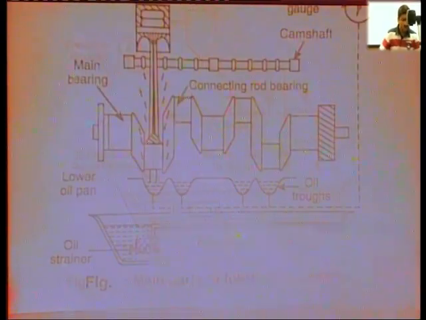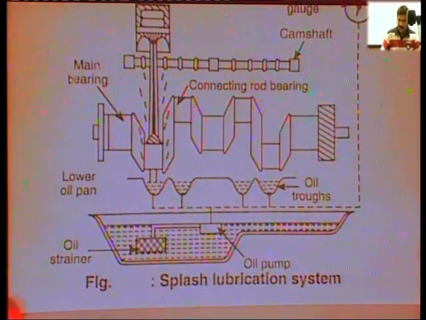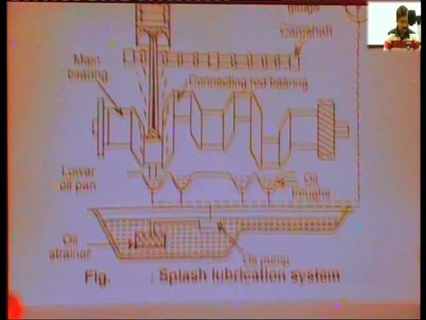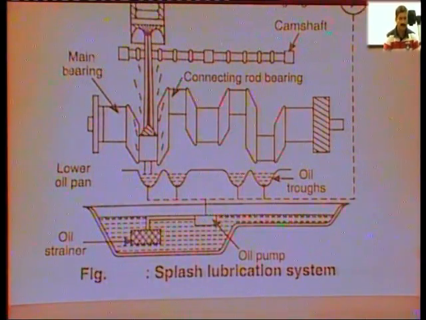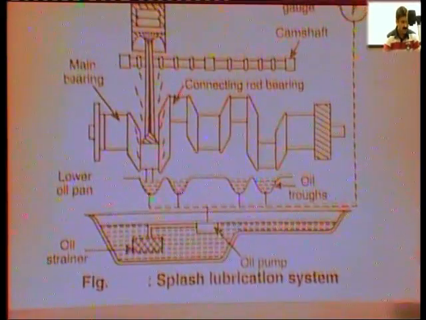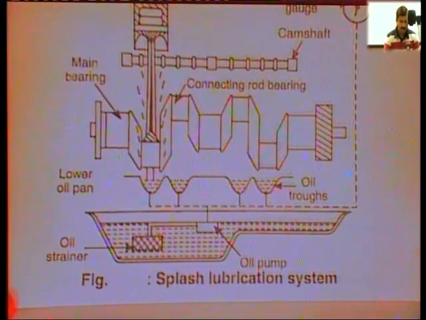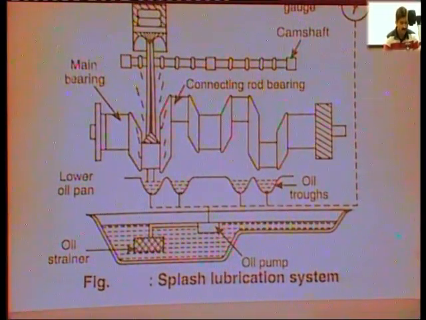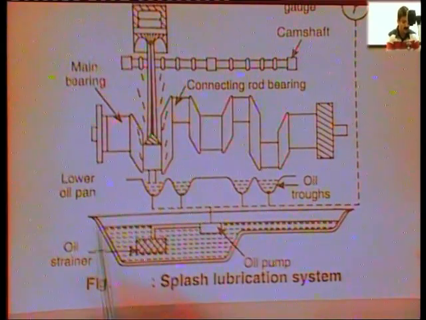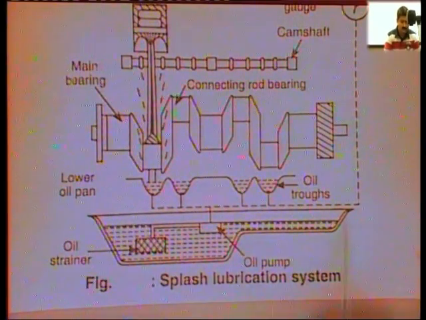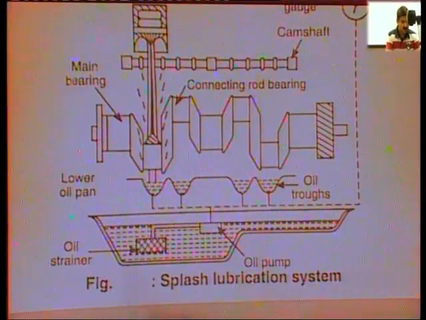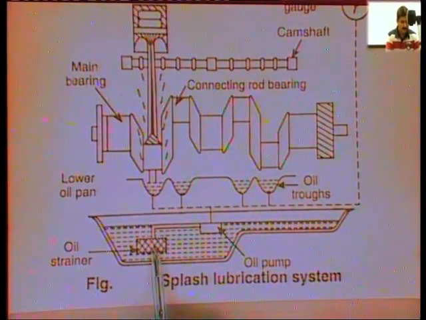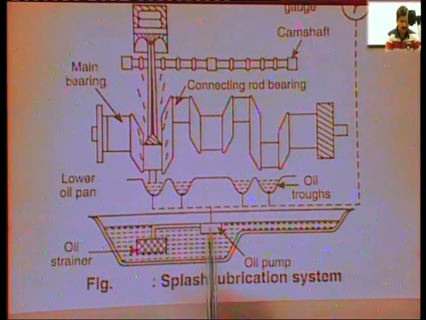Now we will see the different types of lubrication system. First we have seen the petroil or mist lubrication system. Now we will see different lubrication systems of some 4-stroke engines. The first one is the splash lubrication system. Here also there is a sump containing the lubricating oil. The oil strainer, oil screen is here, and here is the oil pump.